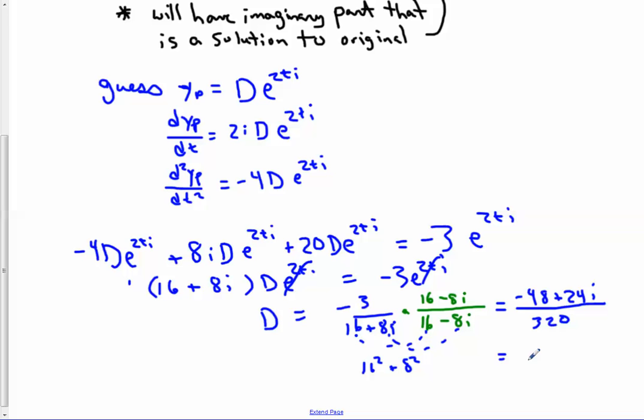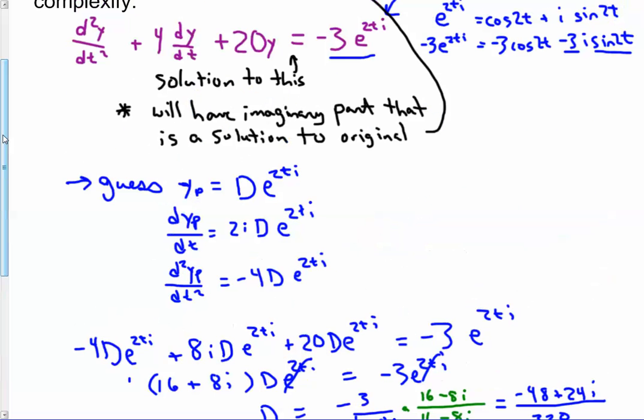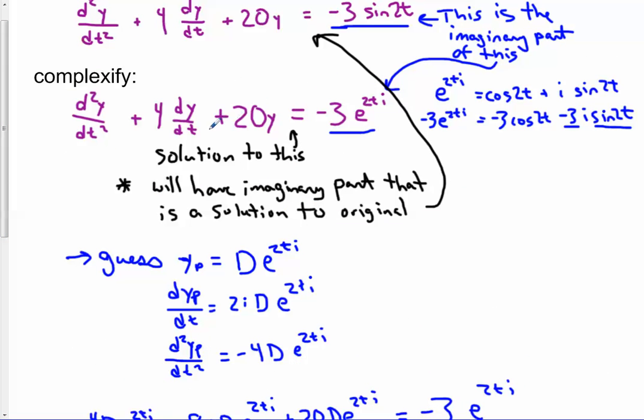Okay, and so that gives us negative 3/20 plus 3/40 i. So there is my undetermined coefficient, and it's a complex number. So back to my guess: my guess was that it was some number times e to the 2ti. I now have the number. So my guess was negative 3/20 plus 3/40 i, times e to the 2ti. And that is my particular solution to the complexified differential equation.